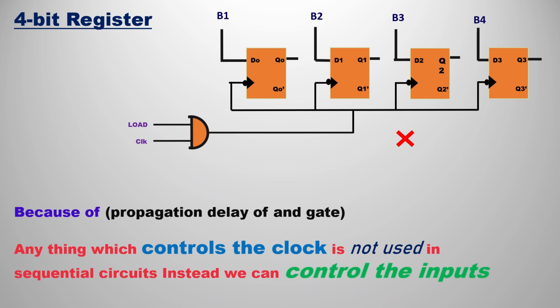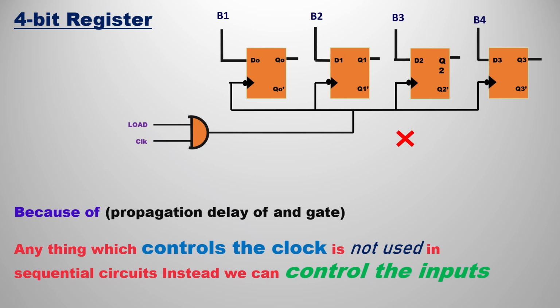In practical applications this 4-bit register is also not used, because of the propagation delay of the AND gate, which would be high in the clock path. That is one of the reasons that we are not going to use this circuit. The second reason is that anything which controls the clock is not used in sequential circuits.